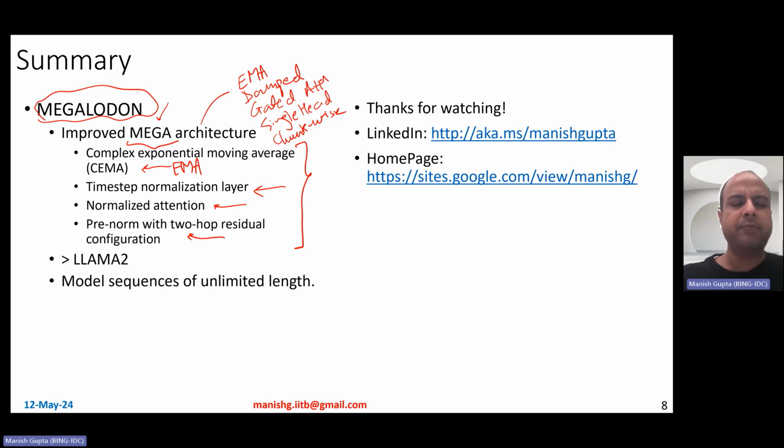A pretty complex framework from that perspective, but the great part is that yes, it can model sequences of unlimited length, really, right? And they showed the improvements over both short context as well as long context LRA kind of benchmarks, right? Of course, over short context as well as over long range benchmarks, they showed that Megalodon is better than Llama 2 of the same size. Okay, so that was a quick understanding of how Megalodon works.